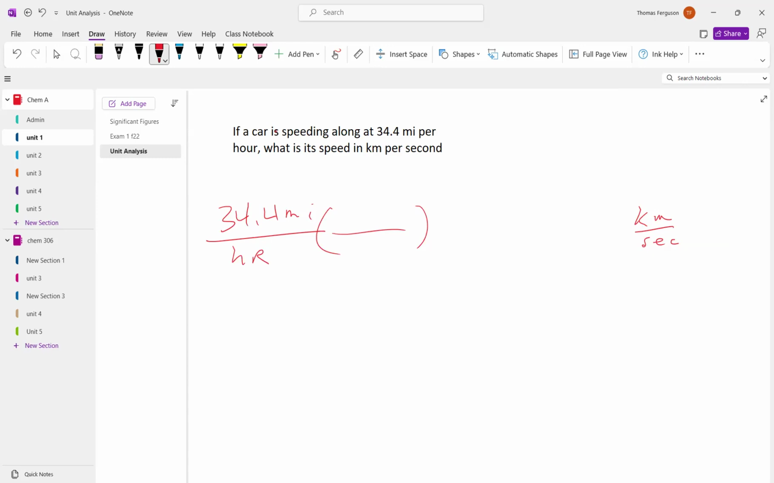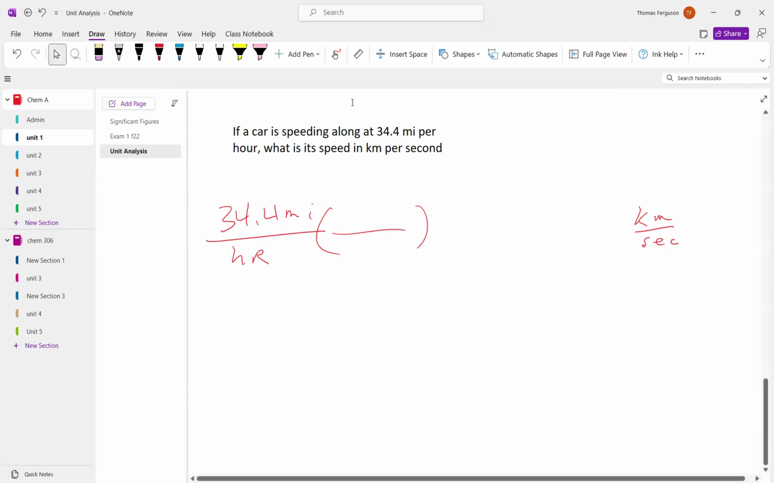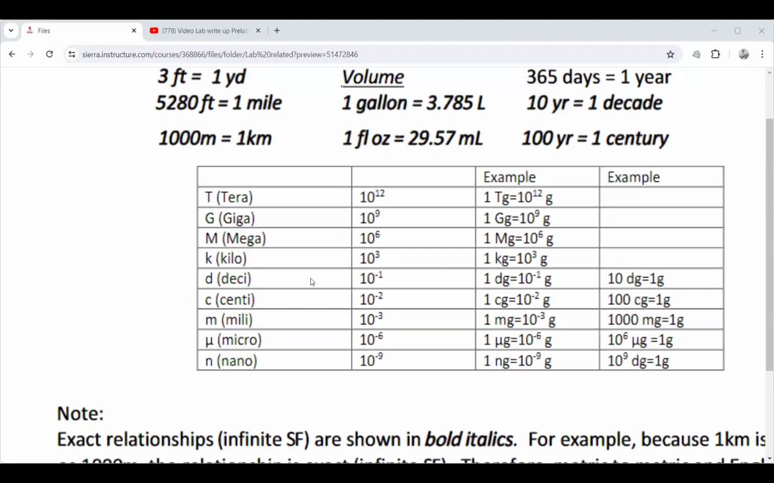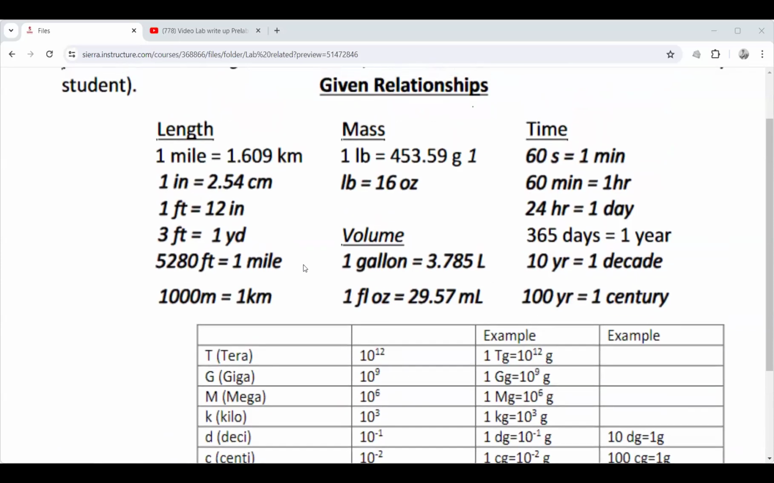No, 1,000 meters per kilometer. Oh, meters. What is it? Isn't it 164 or something? Is it boldface? All right, so let's quickly look up. Okay, so notice it's not boldface. 1 mile equals 1.609 kilometers. So that's 4 sig figs. It's not boldface. Okay, 1609.